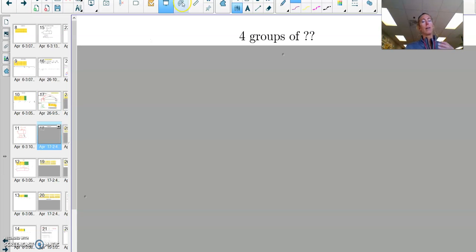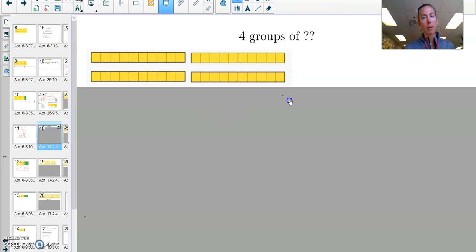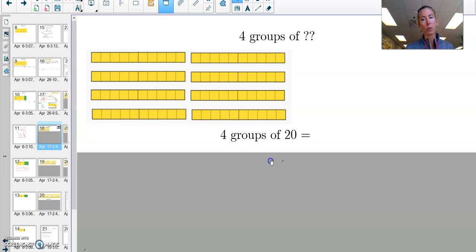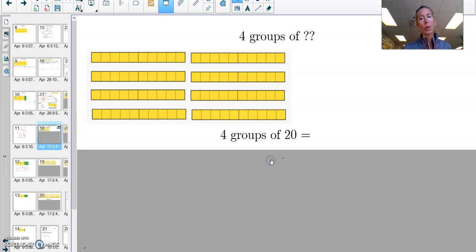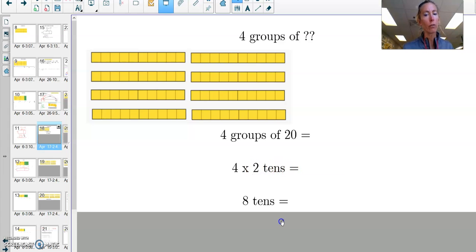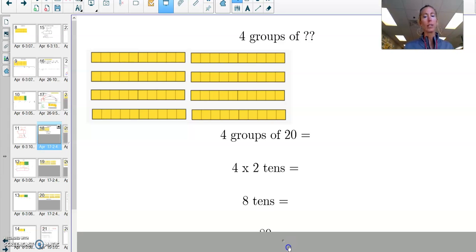And then instead of just multiplying by a single digit times a teen number, now we can look at something like this. So this is 4 groups of what? So instead of a teen number, this is 4 groups of a tens number. This is 4 groups of 20. But we can really, as Greg Tang would say, think of it as 4 groups of 2 tens. So that 20 is really the same thing as 2 tens. And why does that help us? Because now we can just do 4 times 2, and that's 8. And 8 tens, well, that's 80.